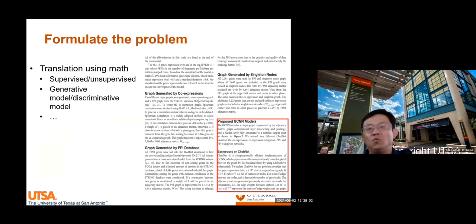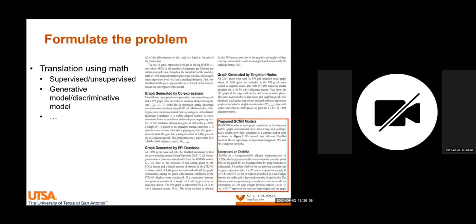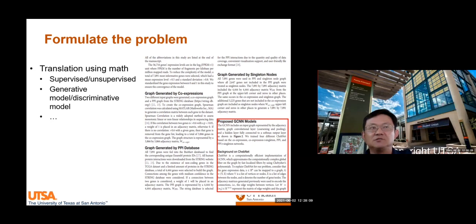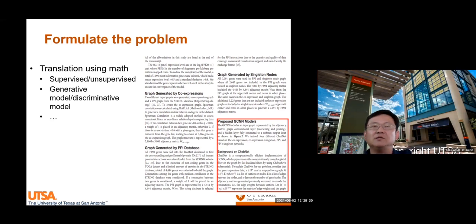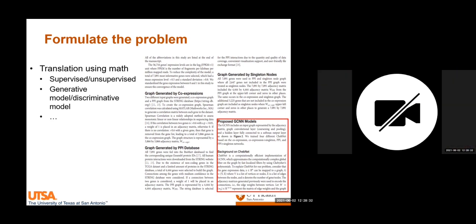All right, so once we collect the data, the next step is to formulate the problem. This step concerns translating the problem described in English into math. The reason why we need this step is because all these machine learning theories and tools are developed using mathematical languages and based on mathematical theories.